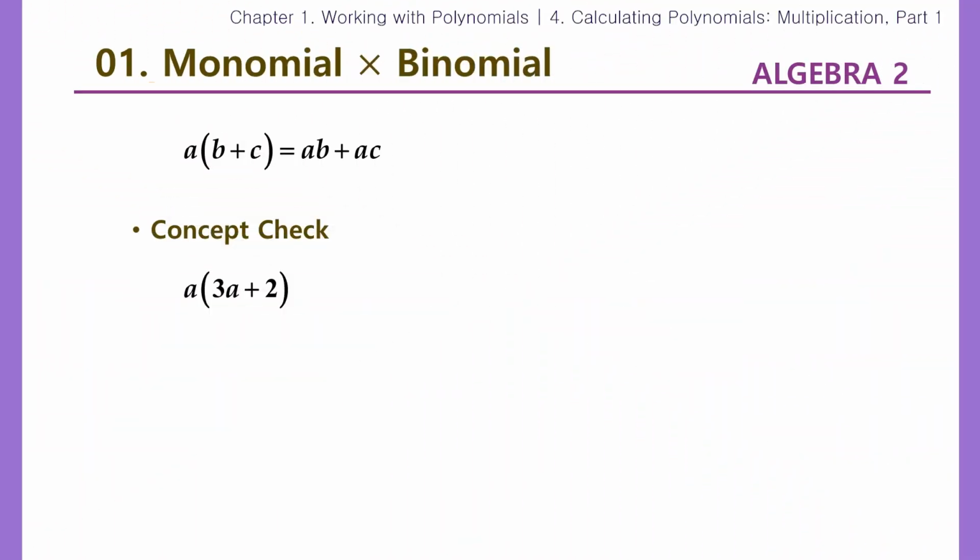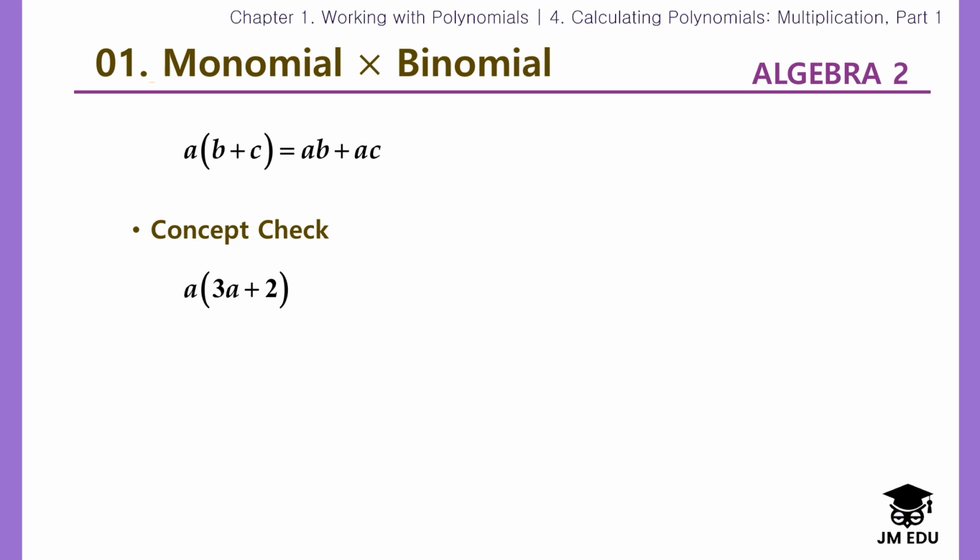In this video, we're going to talk about monomial times binomial. If the polynomial has one term, that's a monomial. If the polynomial has two terms, that's a binomial. So to multiply these two polynomials, what we have to do is distribute each term of the first polynomial to every term of the second polynomial.